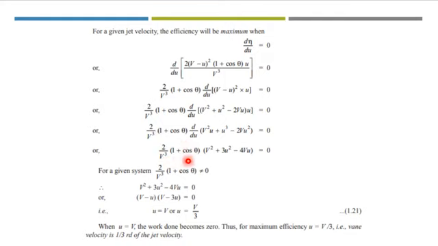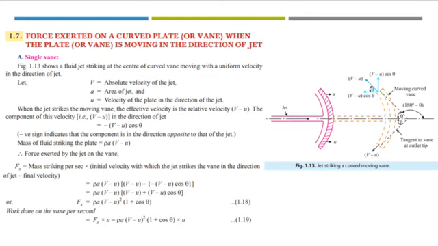For a given system, we know that the term 2 over v cube into (1 plus cos theta) is not equal to 0. So the second term can be equal to 0, which is v square plus 3u square minus 4vu. Upon simplification, we find the factors: either u equals v or u equals v by 3. So these are the two conditions. Now we will check which condition will give the maximum efficiency. If we enter u equals v, then the work done becomes 0.